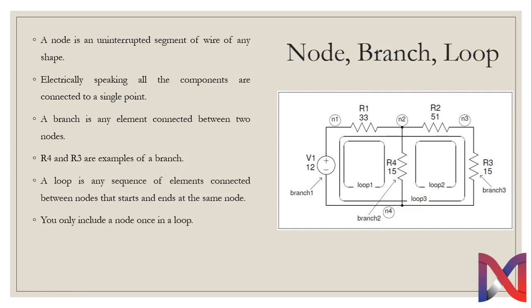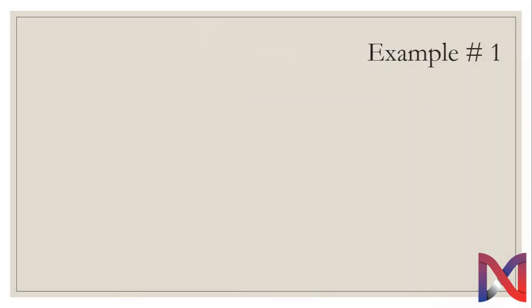As I already mentioned, you only include a node once in a loop. There may be loops within loop, such as loop 1 and loop 2 are within the loop 3. If you don't consider this branch, then there is only one loop in this circuit, while if you consider this branch, then there are two loops. So in total there can be 3 loops in this circuit. Let's move to our first example.